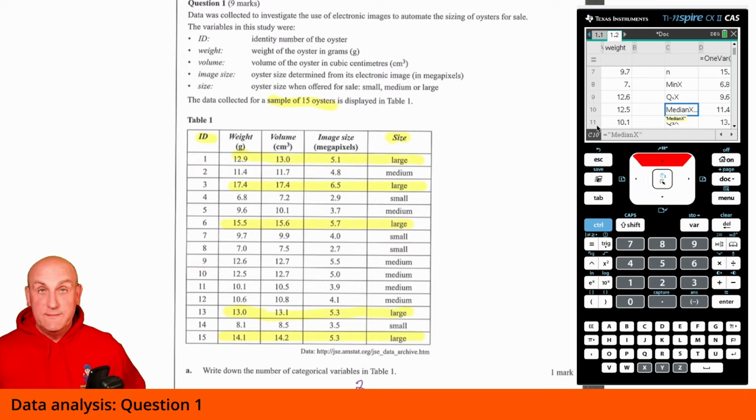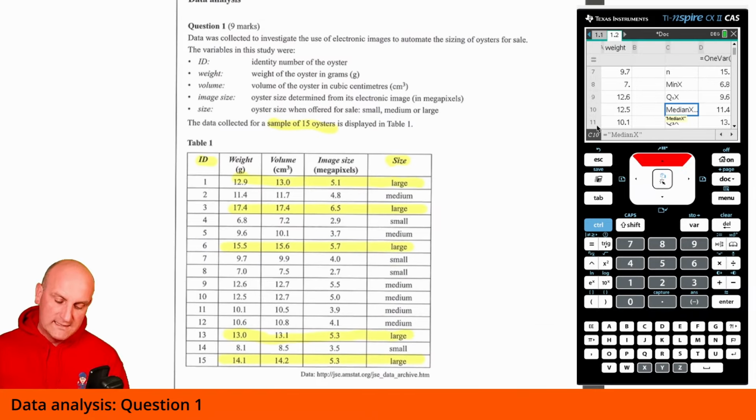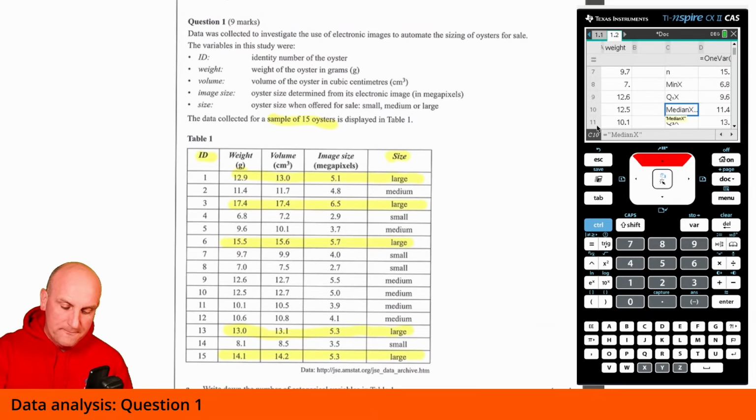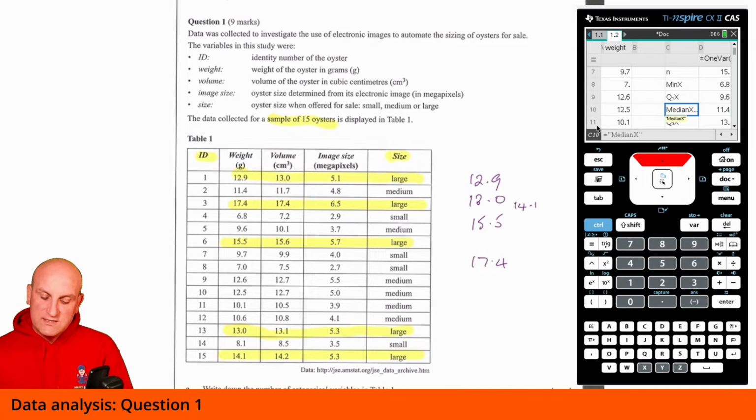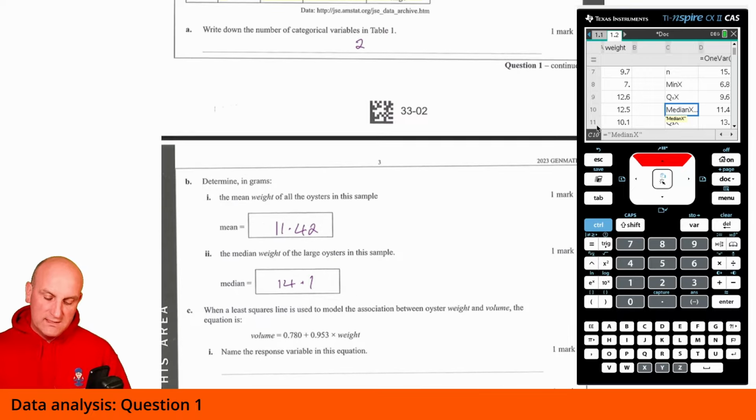Now, it's at this point that I actually made a silly mistake. Why did I make a silly mistake? Because I went for median image size. My brain was working, but I want the median weight. So let's put these in order. I've got 12.9, so I'm going to start there. I've got a 17.4. I've got a 15.5. What else have we got? A 13.0. And I got a 14.1. So as far as I'm concerned, the middle one's going to be 14.1. So let's put 14.1 in there. And again, it's so quick to do the median weight of the large oysters.